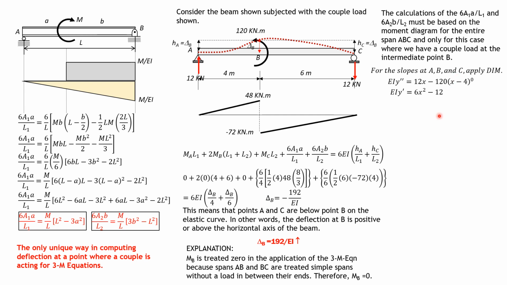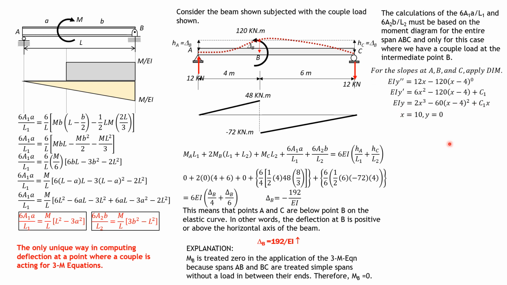Then integrating once, we have 6x squared minus 120 times x minus 4 raised to 1, then plus c sub 1. Integrating again, take note that A is a support, therefore there's no deflection when x is 0, so there will be no c sub 2. So EI y is equal to 2x cubed minus 60 quantity x minus 4 squared plus c sub 1 x only. There's no c sub 2, as I said. Then when x is 10 at C, then y is 0, so we can solve c sub 1.